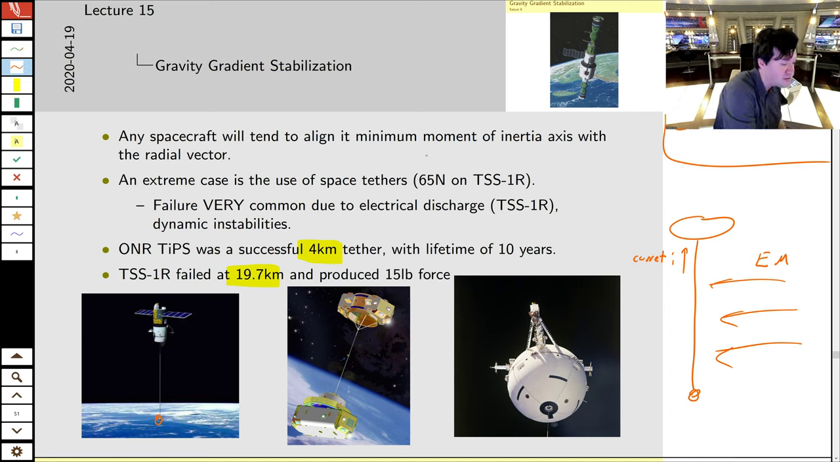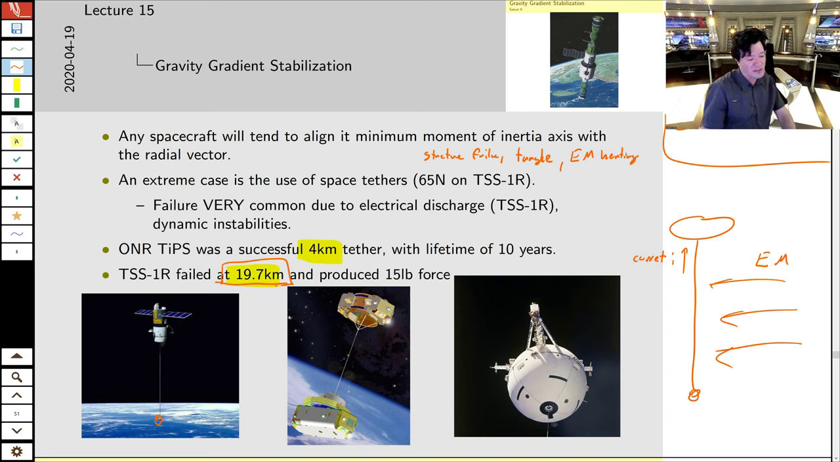You can tangle. Sometimes those currents can generate heat, EM heating, which can cause failure. And so most of the tethering experiments which have been launched have failed. So TSS-1R got out to a 19.7 kilometer long tether.